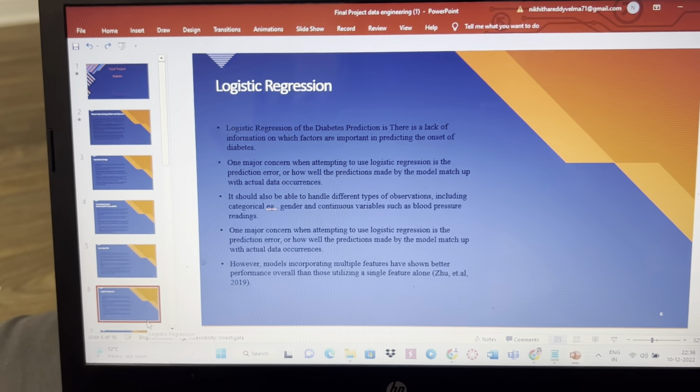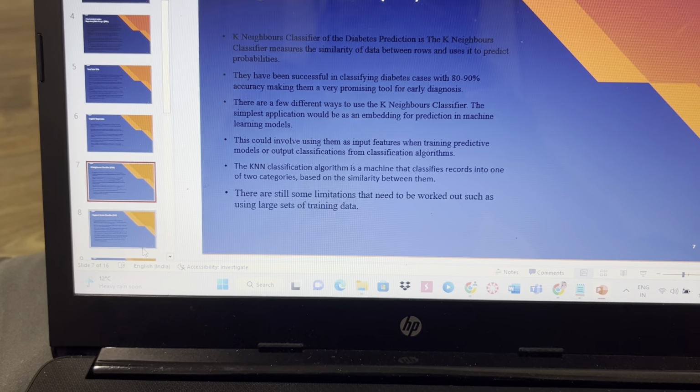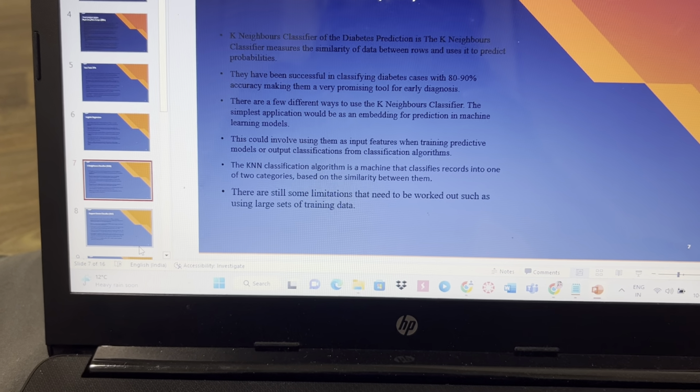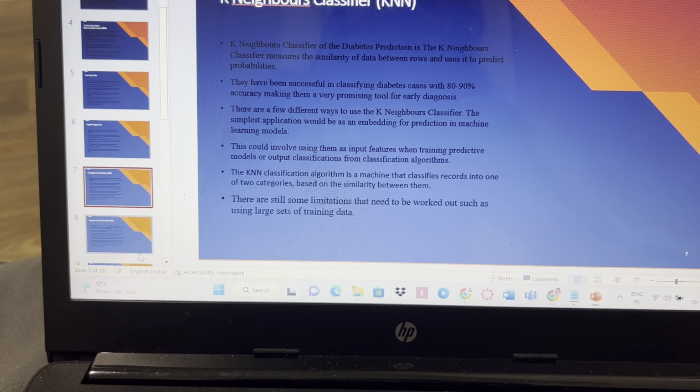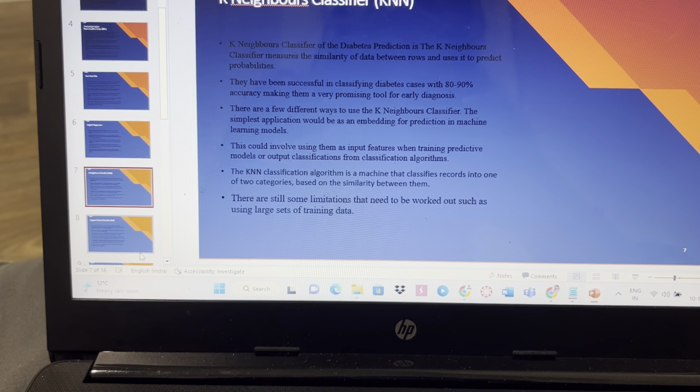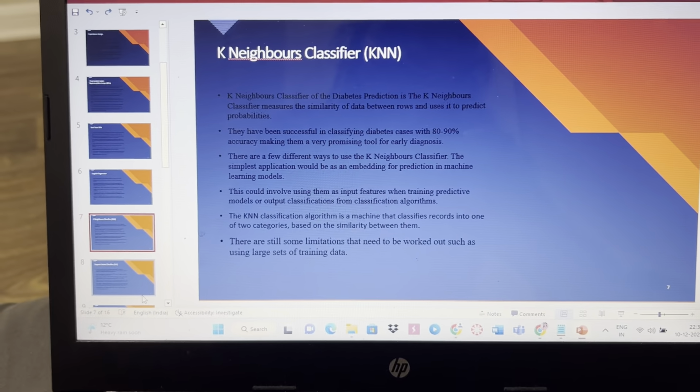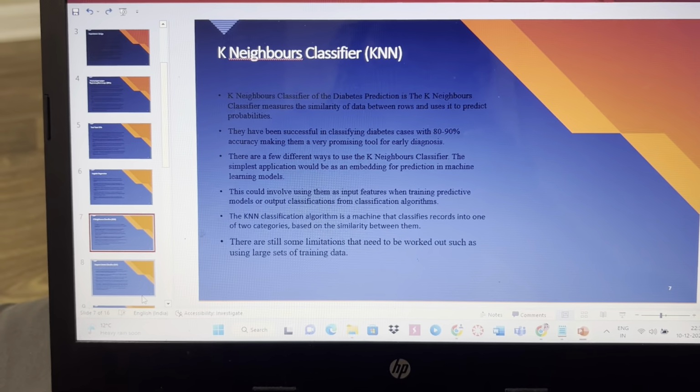This could involve using them as input features when training predictive models or output classification from classification algorithms. The KNN classification algorithm is a machine learning algorithm that classifies records into one of two categories based on similarity between them. There are still some limitations that need to be worked out, such as using single large sets of training data.